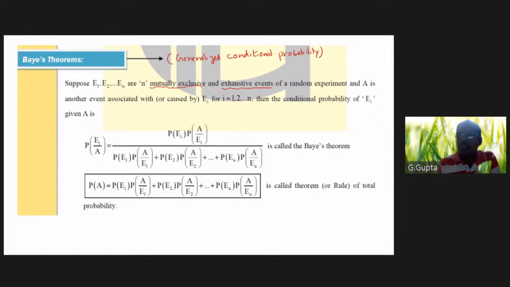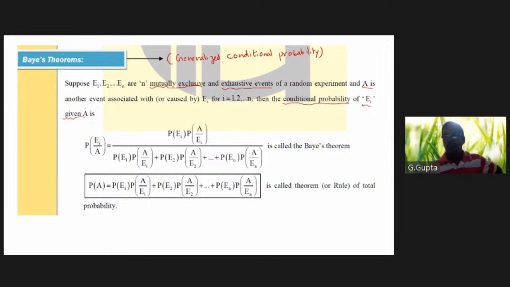And this second step event is a very, very tough case. A is another event associated with or caused by the initial first step events. A is an event caused by the basic events E1, E2, so on, En. That means A depends on E1, similarly E2, so on, En. Then the conditional probability of Ei given A means we are finding the probability for event Ei after the occurrence of event A.